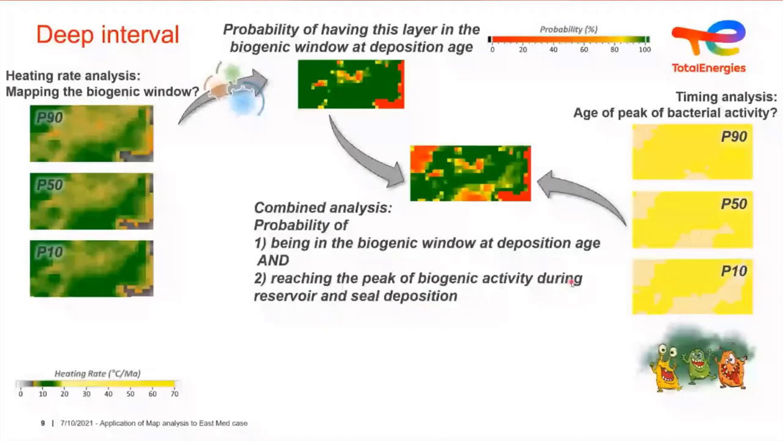And when you combine the two analyses, you see that most of this deep layer is in a favorable window, or the probability is high to find an efficient biogenic generation before the seal deposition. So in that case, we can evidence that the timing is not an issue for this layer.